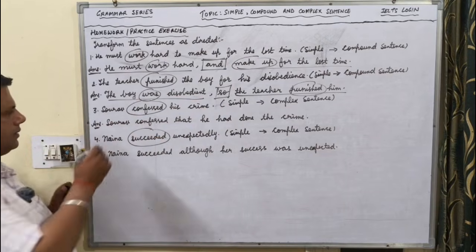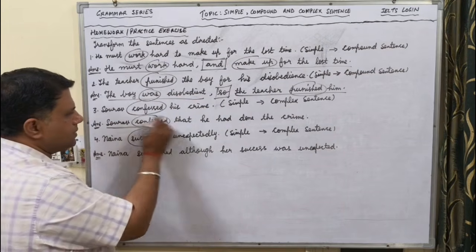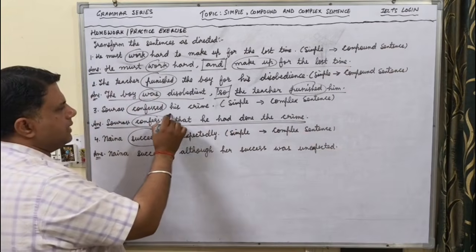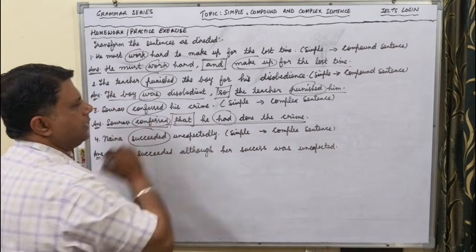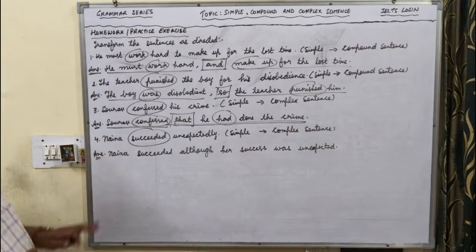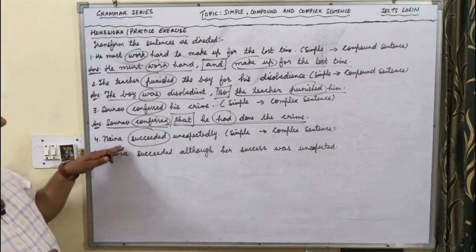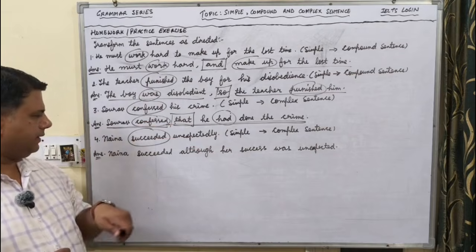Now next, Saurabh confessed his crime. Saurabh confessed, this is independent clause. This is tense element, that he had done the crime. So that is subordinating conjunction, and had is the tense element. So this is independent clause, this is dependent clause.